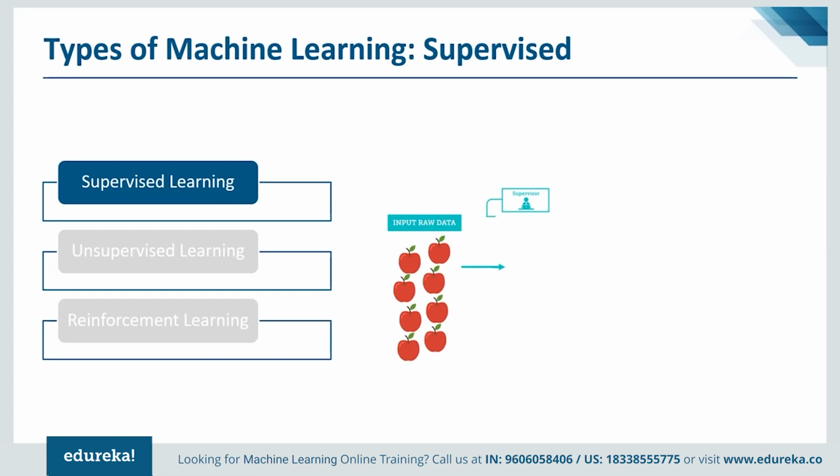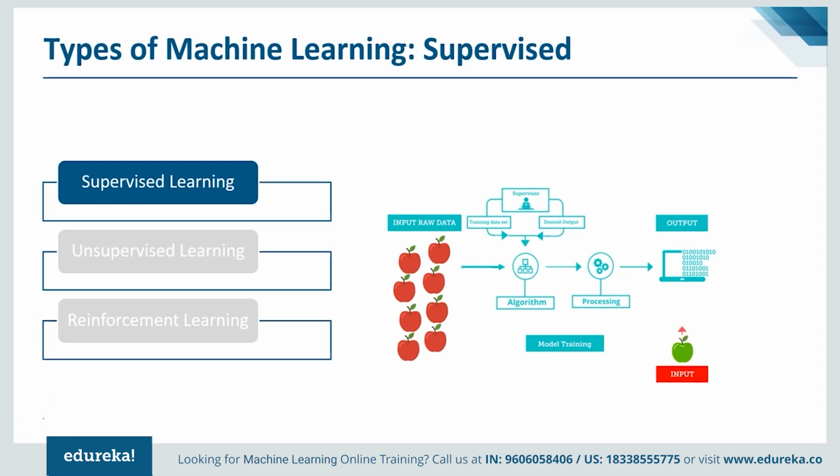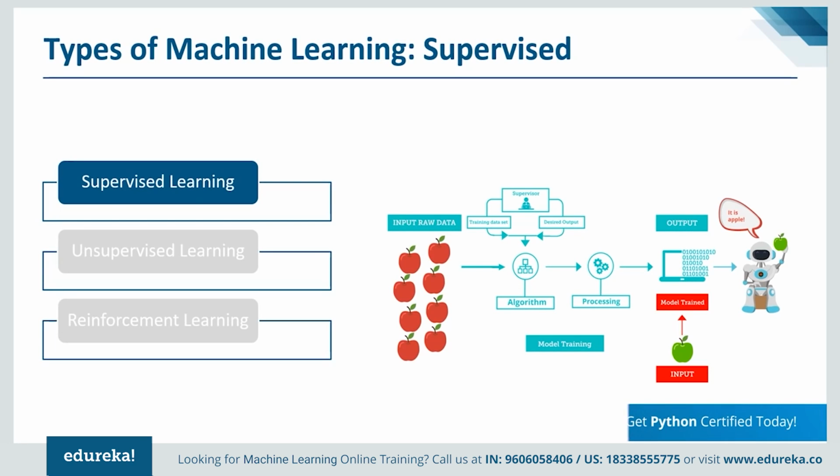So what is it? Let's see the mathematical definition of supervised learning. If you ask me, mathematically supervised learning is where you have an input variable x and an output variable y, and you use an algorithm to learn the mapping function from input to the output such that y = f(x). Now your goal is to approximate the mapping function so well that when you have new input data x, you can predict the output variable y for that data.